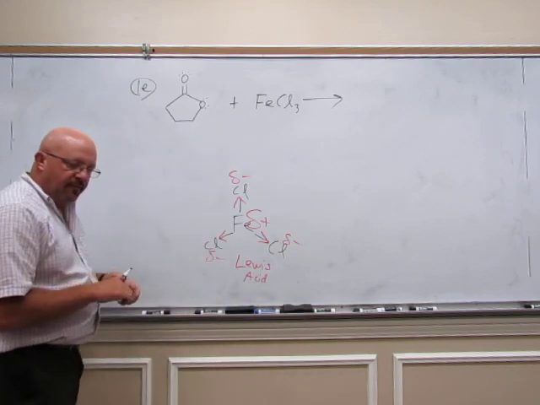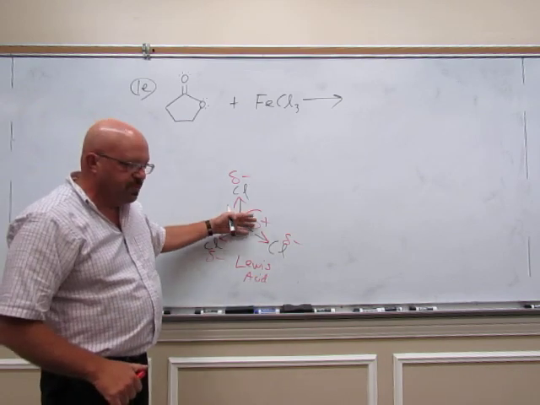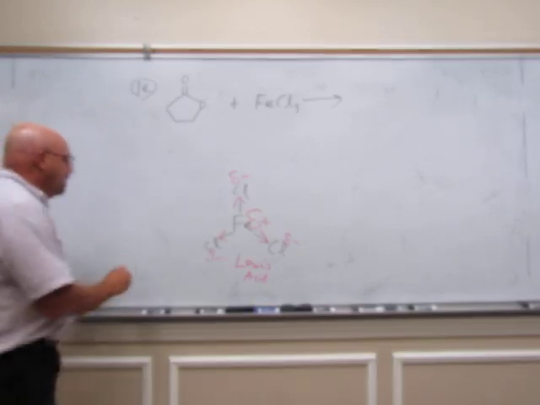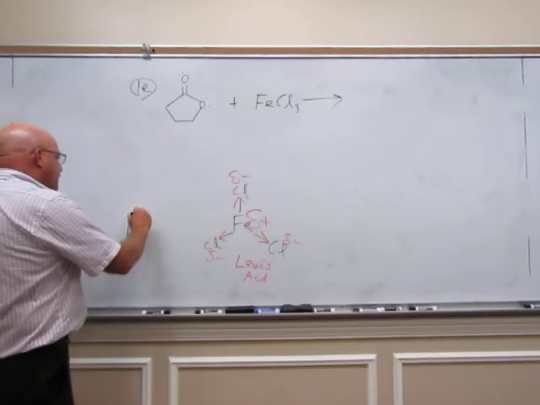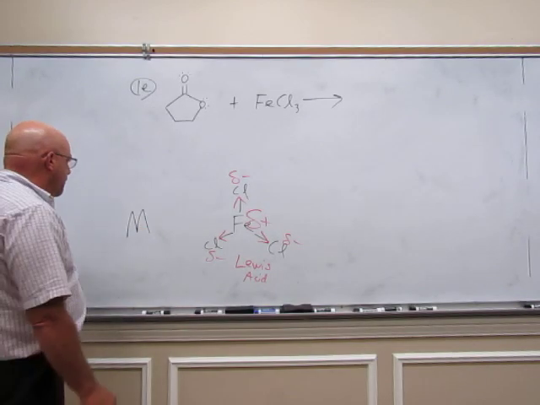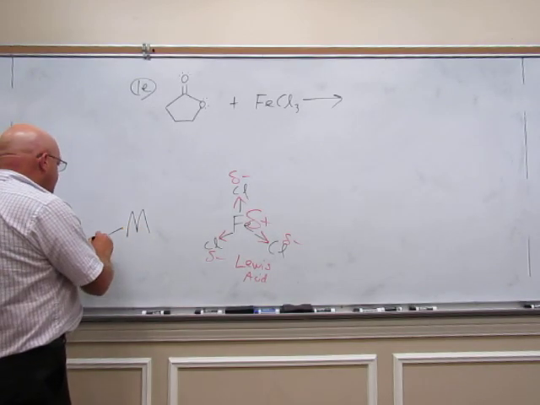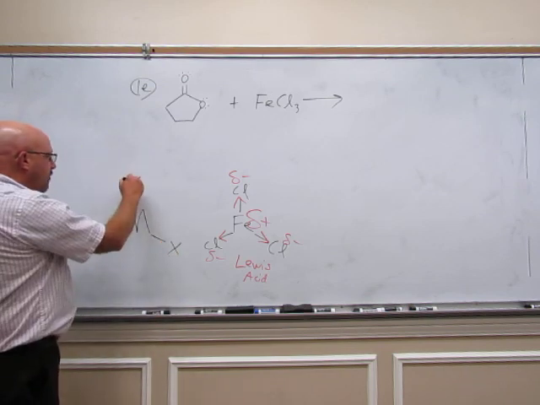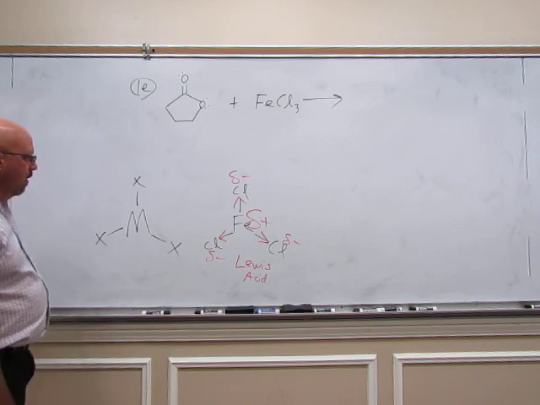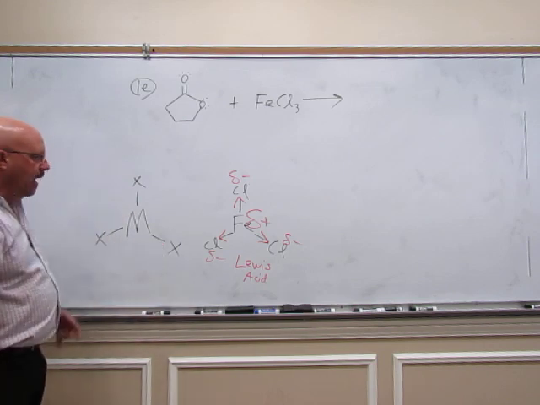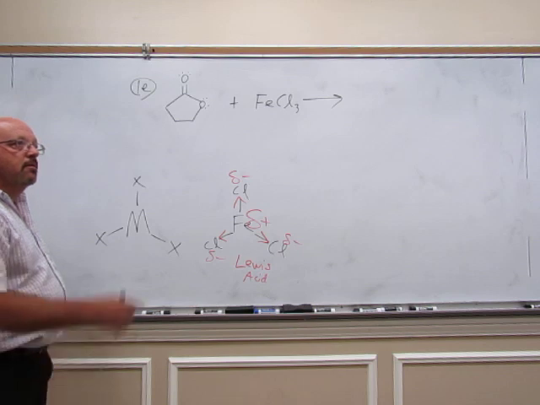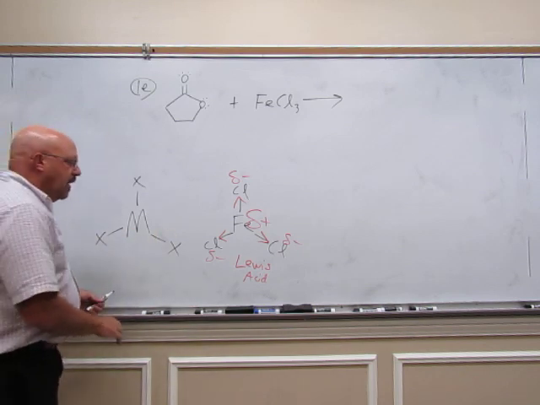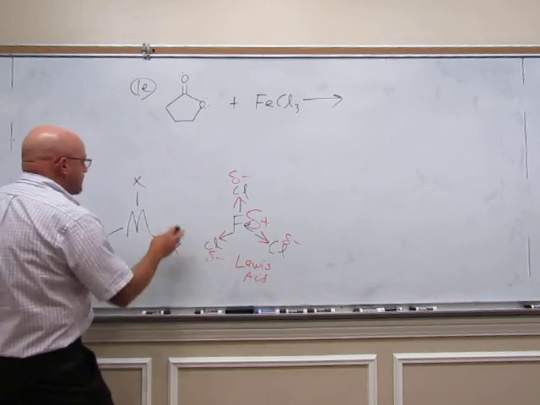Lewis acids will have full plus charges or large partial positive charges. So we talked about our Lewis acids always have some kind of metal. I'll use M for a metal. And they have several halogens around them. Maybe 2 or maybe 3, or sometimes they even have 4 around some metal. It's always halogens, fluorine, chlorine, bromine, or iodine around a metal. That's going to be an acid, Lewis acid.